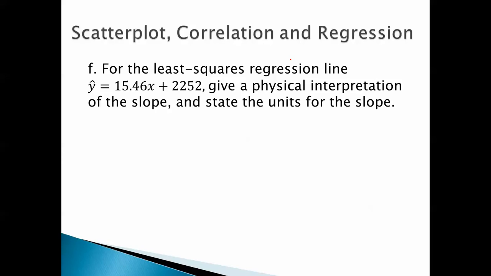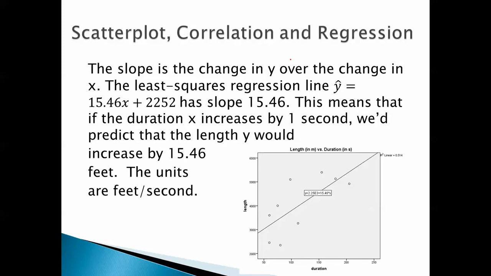For the least squares regression line, y hat equals 15.46x plus 2252, give a physical interpretation of the slope and state the units for the slope. The slope of any line is change in y over change in x. The least squares regression line has slope 15.46, because that's the coefficient of x. This means that if the duration x increases by 1 second, we'd predict that length would increase by 15.46 feet. Again, because slope is change in y over change in x. And if x changes by 1, y will change by 15.46.